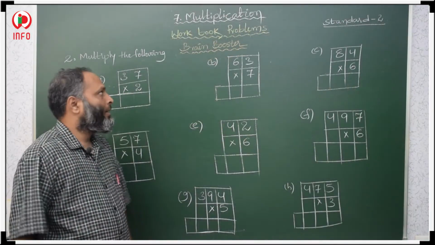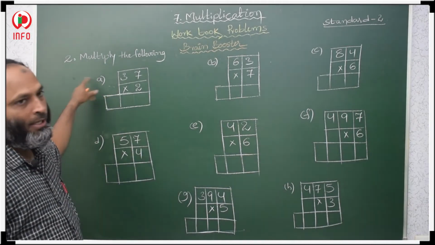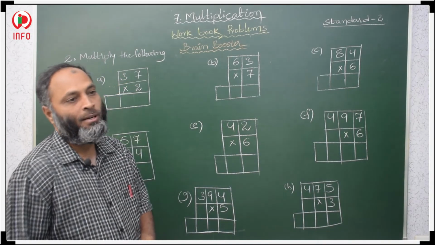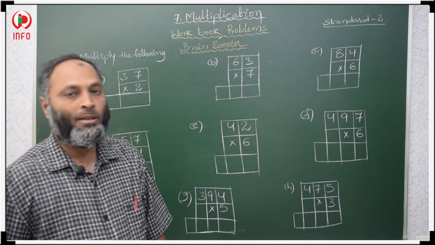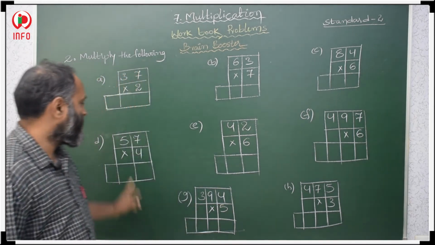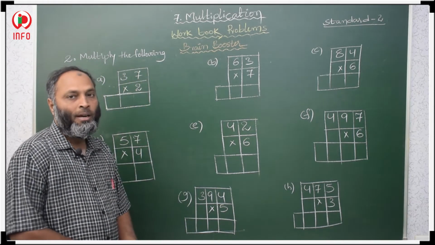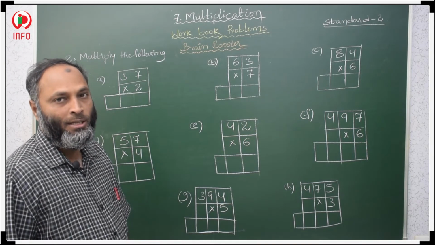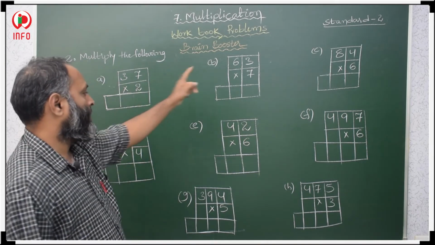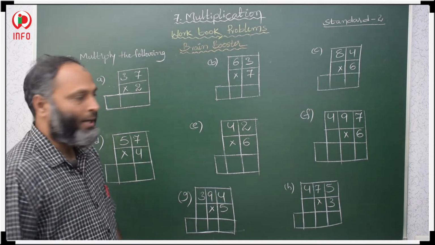Okay. Now multiply the following. Here a 2-digit number with a single digit number and a 3-digit number with a single digit number are given. First, in these 5 questions, A, B, C, D, E, we have to multiply a 2-digit number with a single digit number. Okay. Now see here.